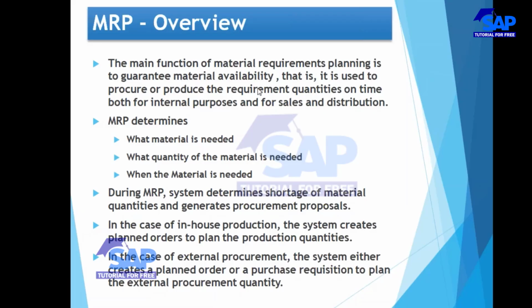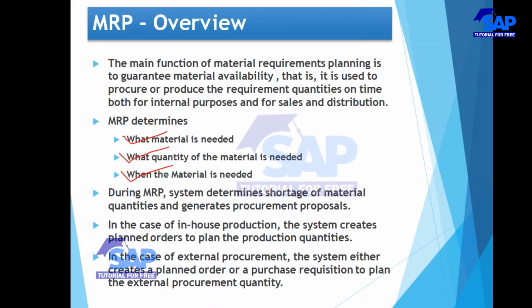So that is the main function of MRP. It basically guarantees material availability. MRP determines what material is needed, what quantity of material is needed, and when the material is needed. It takes care of these three. During MRP, the system determines the shortage of material quantities and accordingly generates the procurement proposals. We'll see this in detail.